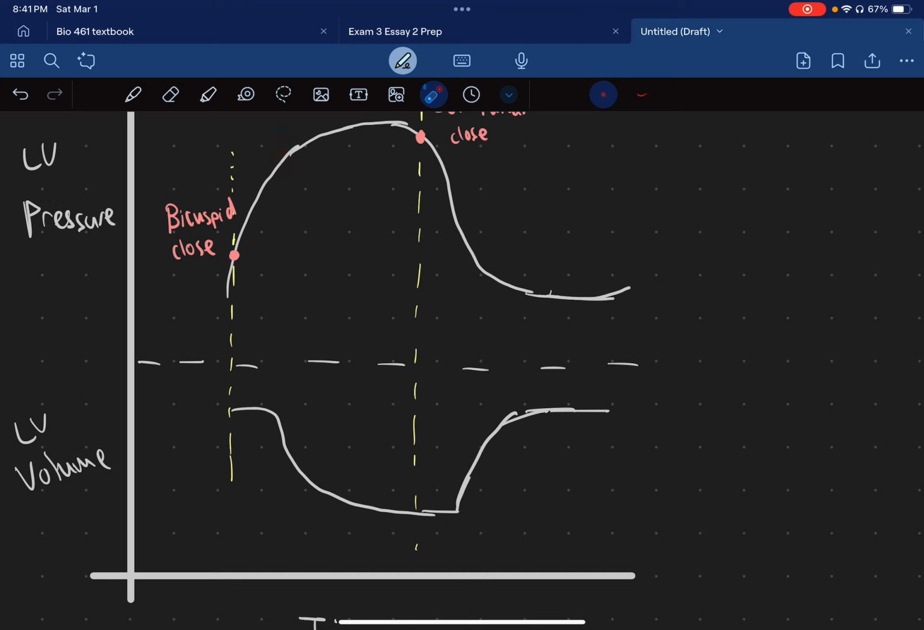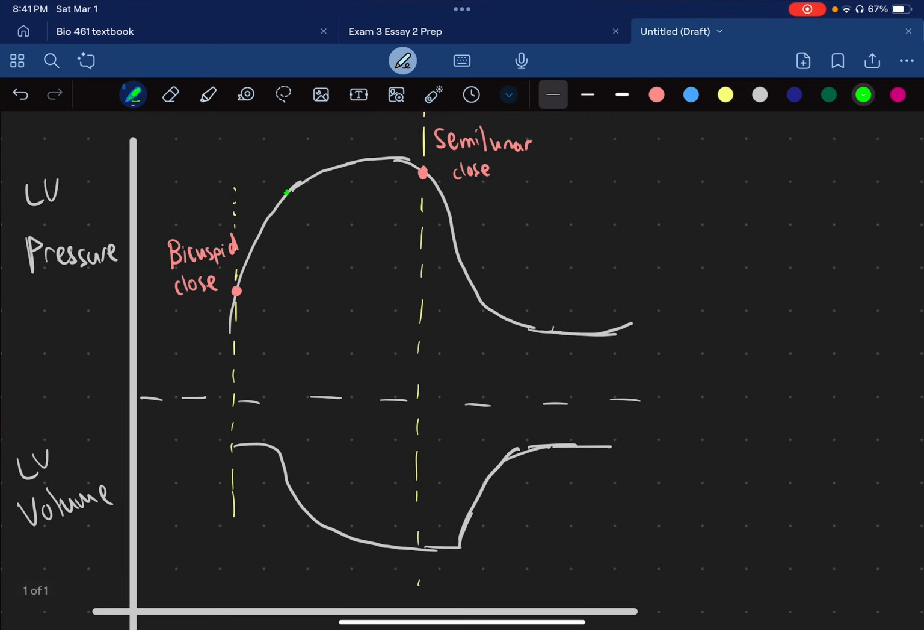Eventually, that pressure gets above the pressure of the aorta, and what happens? The semilunar valve is going to open. Semilunar opens. So let's draw a little dotted line through here. Right when that semilunar valve opens, as you can see below, the volume is going to decrease because the blood is exiting the ventricle.